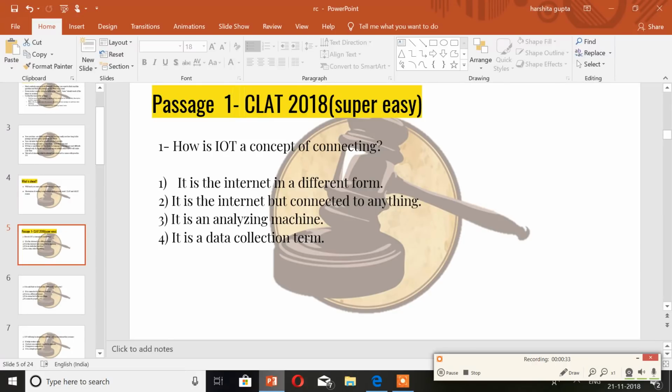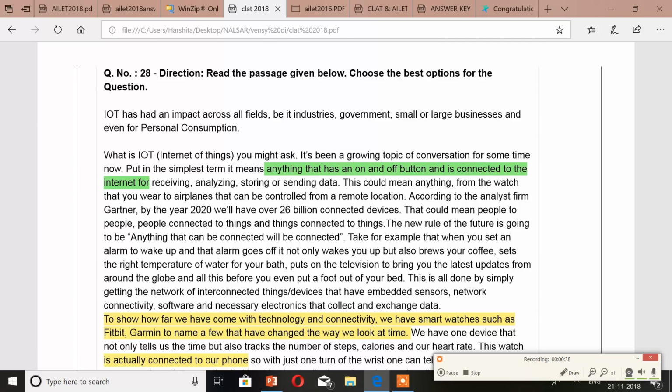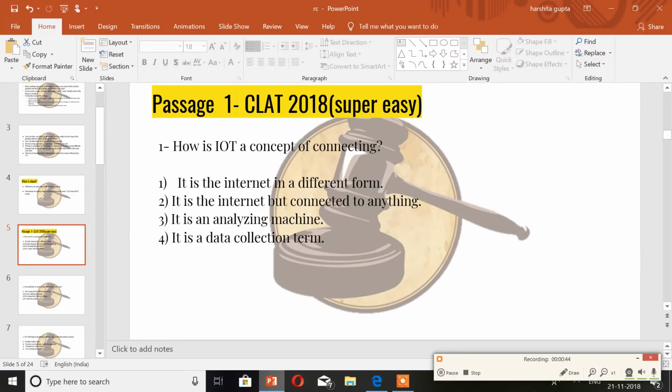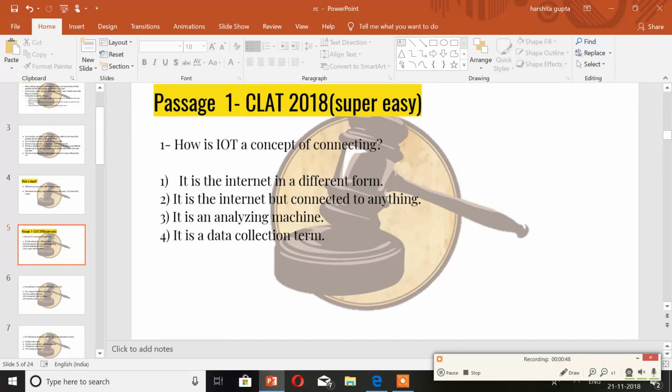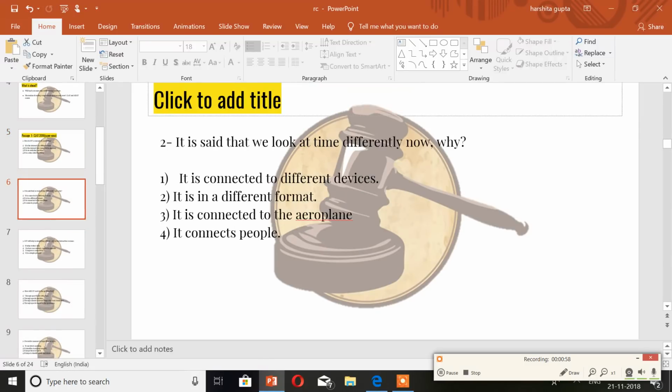How is it a concept of connecting? Then you come and you see the very first line, that anything that is on a button and is connected to the internet. So it's very obvious that the answer is the second, that is it is the internet but connected to anything. This passage was so easy that you could actually just pick up lines from the passage and answer. This is actually a boon.